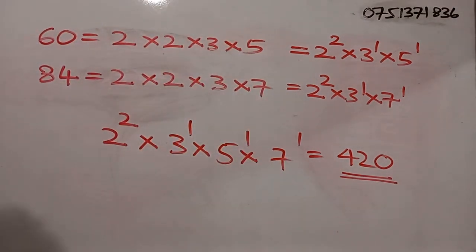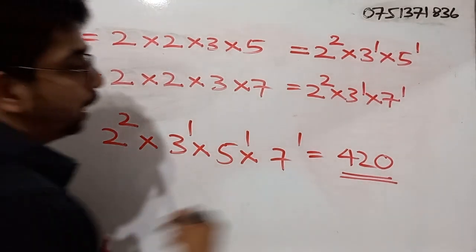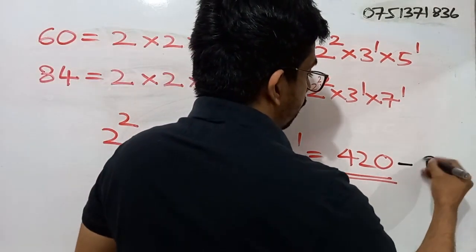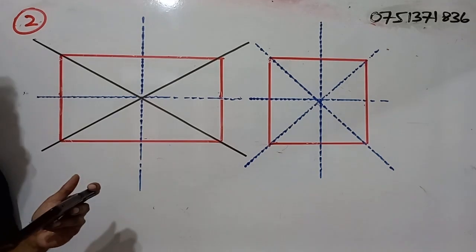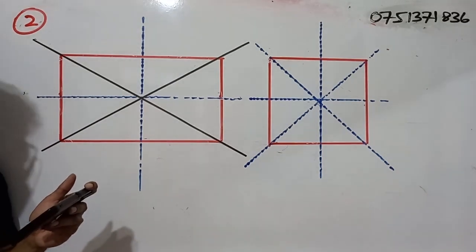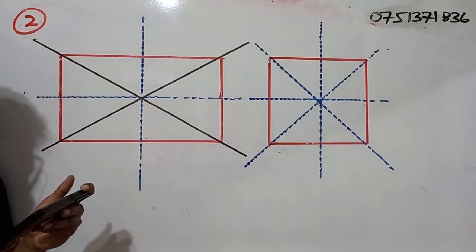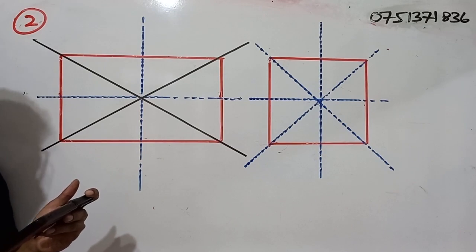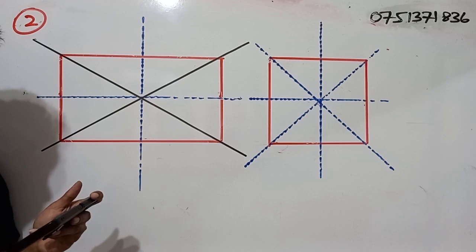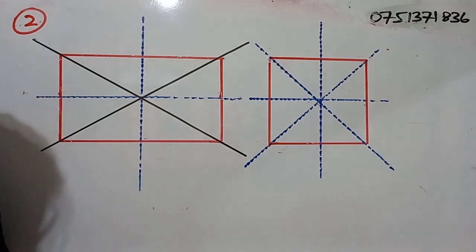420. So for the correct answer, you will be getting 1 mark. Right. Question number 2. So we have been given 2 statements. We have to check whether those 2 are true or false. So the first one, a rectangle has 4 lines of symmetry.